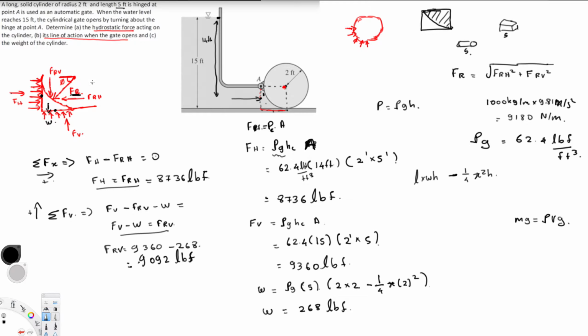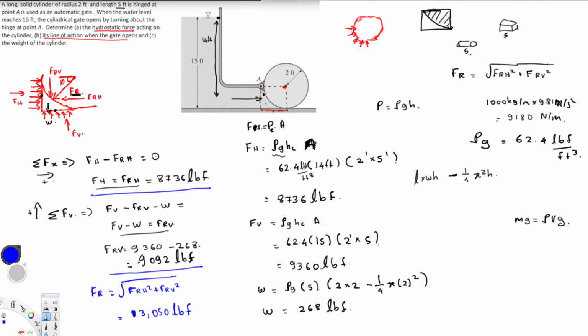And we have FRV, FRH, and now we can answer the first question. So FR is going to give you the answer for the first question, so let's calculate it. FR is equal to square root of FRH square plus FRV square. If we plug these two values in, this gives us 13,050 pounds force. So that is the answer for the first, the hydraulic force acting on the cylinder.